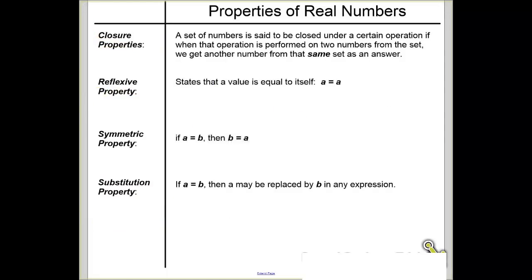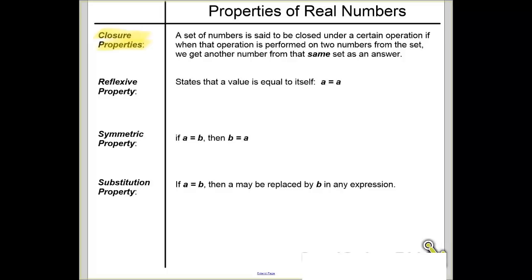Okay, so our last page here, the only thing that we use quite often would be the substitution property. These other three are not used quite as often, but you need to know what they are, especially when you get to geometry. Closure property. Let me just read what it says here, and I'll show you some examples. It says a set of numbers is said to be closed under a certain operation if when the operation is performed on two numbers from the set, we get another number from the same set as the answer.